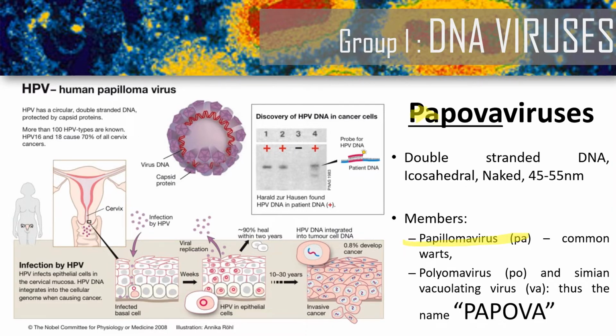Pa is for Papillomaviruses, which are the common cause of common warts. For Po, we have the Polyomaviruses. And for Va, the simian vacuolating viruses. Thus the name Papovaviruses. But in this video lecture, we'll only focus on one member, the Papillomavirus.